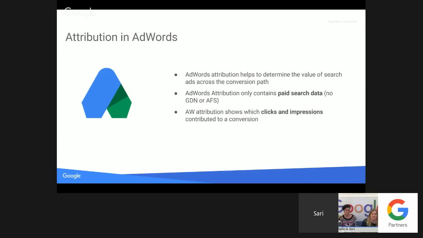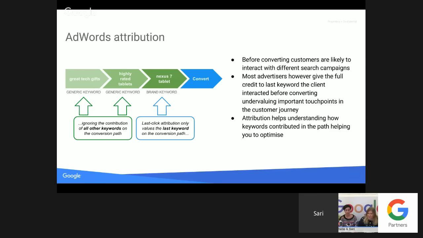In AdWords, we can determine how campaigns, ad groups, and keywords are assisting or causing conversions by looking at attribution reports. This also answers the question of why some keywords are producing more conversions than others. For example, branded keywords might be driving a lot more conversions than generic ones. However, it's important to note that AdWords attribution only contains data from search campaigns and not from the Google Display Network or Google Search Partners. Okay, so let's have a look at an example of a customer conversion funnel.